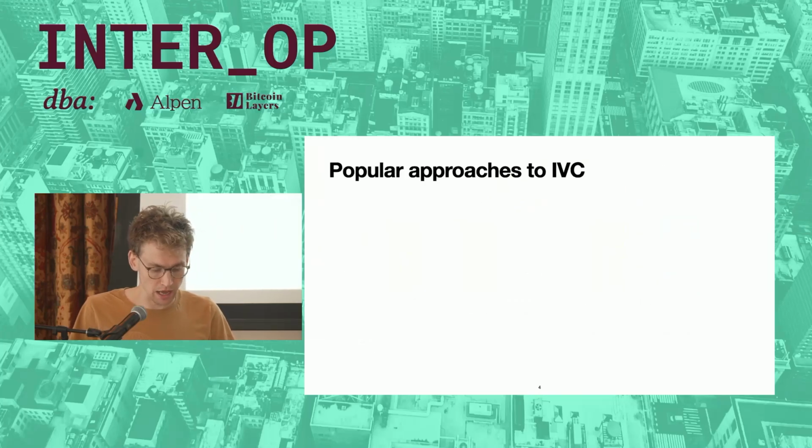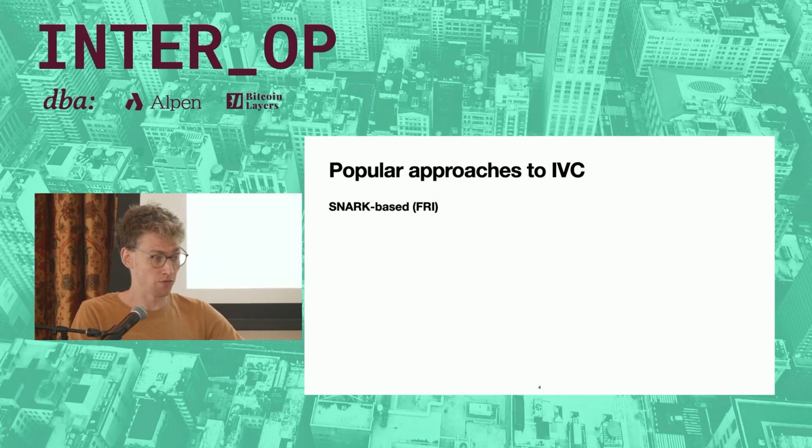So there are two different main approaches for constructing IVC. One of them is SNARK-based, sometimes referred to as recursive SNARKs. What I do is I prove that I know a SNARK of the previous step. And this is very expensive. So this has some pros and cons. For example, let's focus on building this from STARKs, so I could use recursive STARKs or recursive FRI-based proofs.